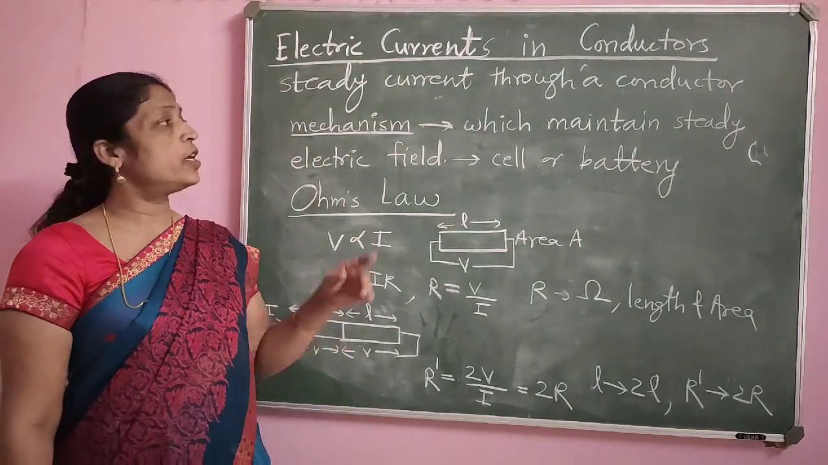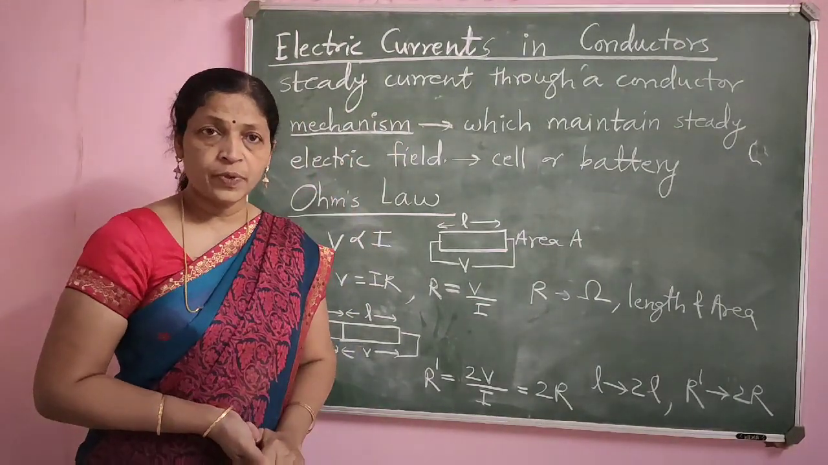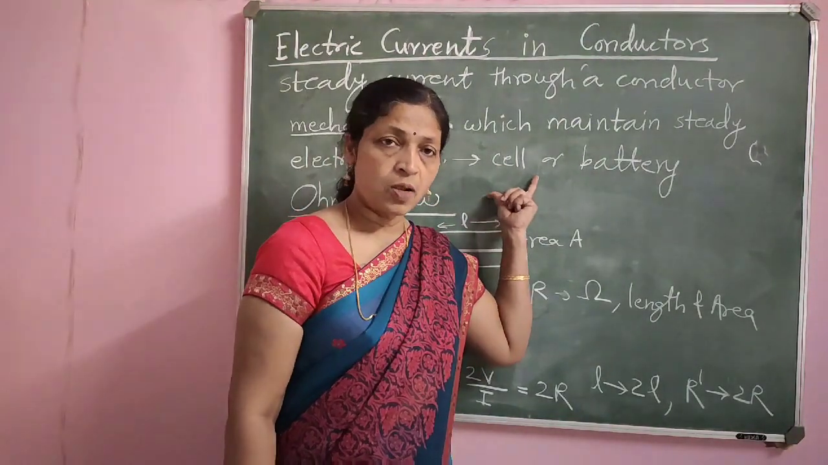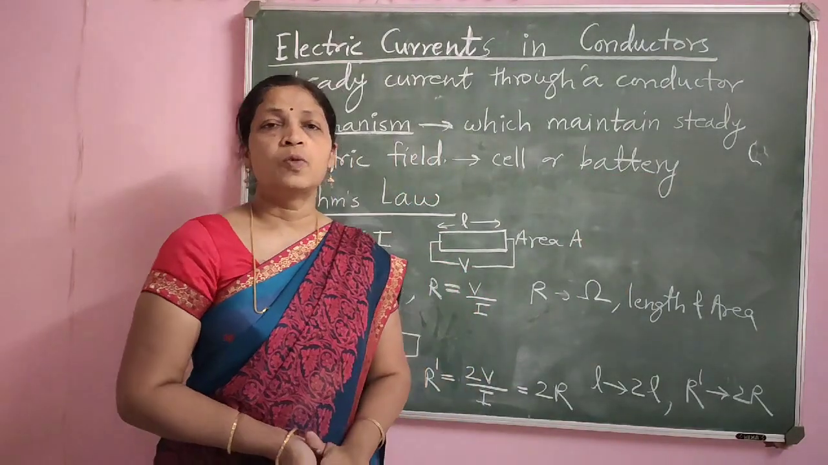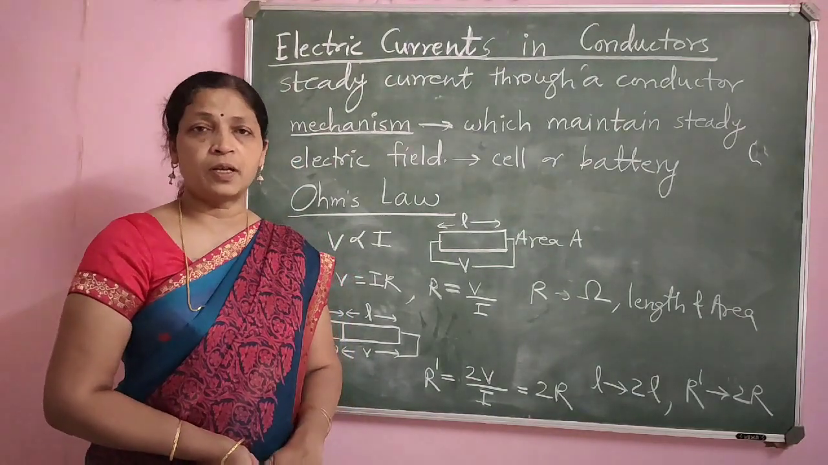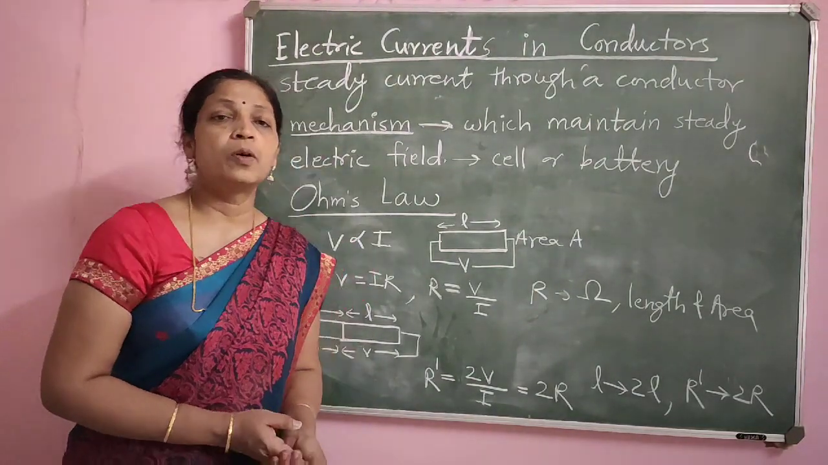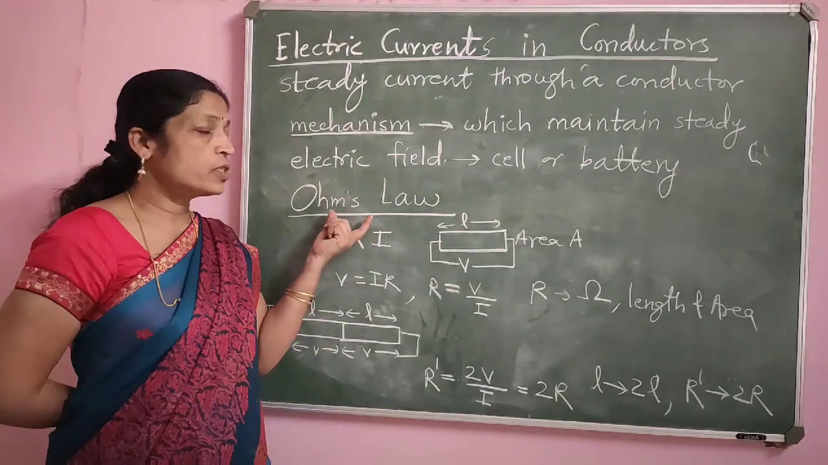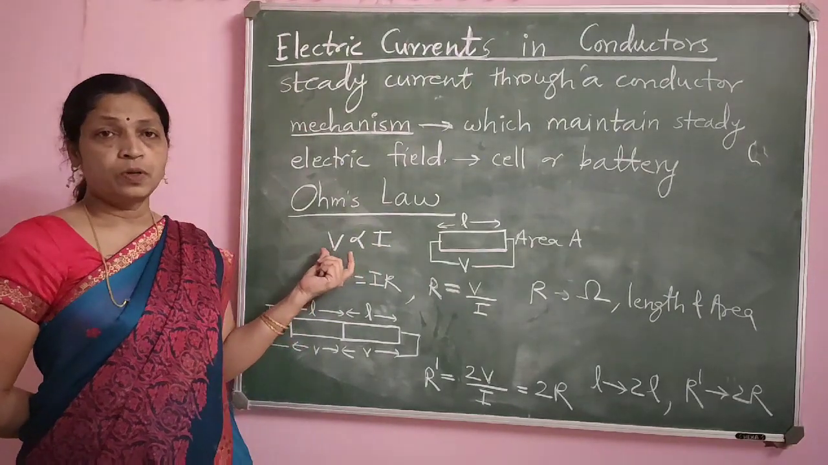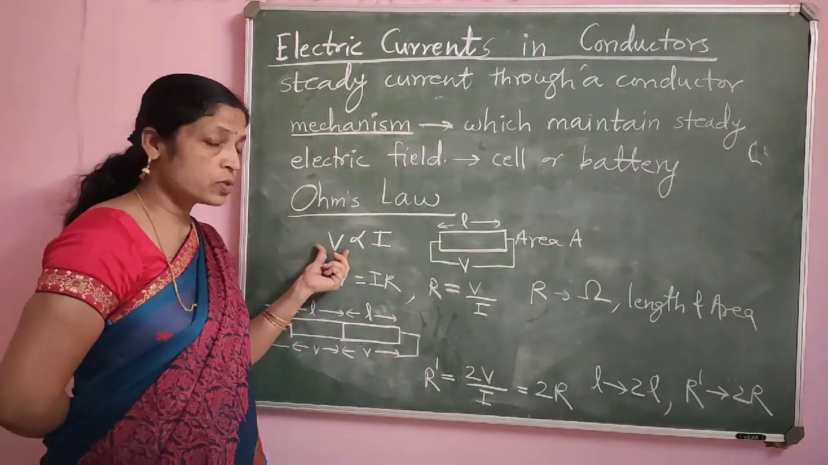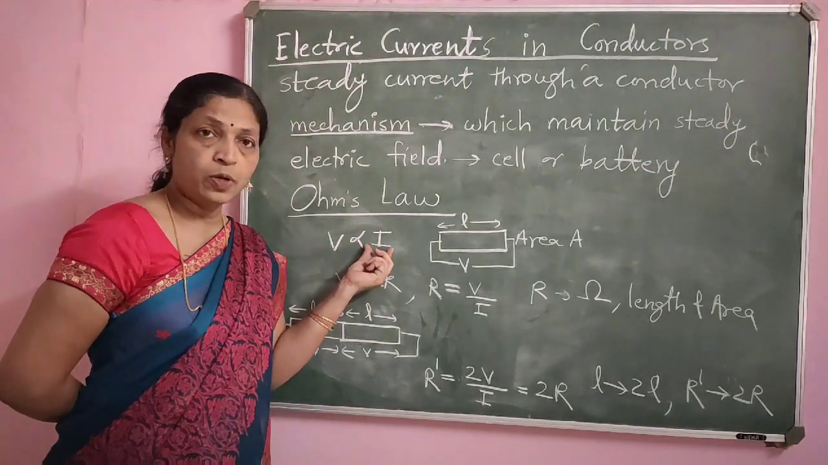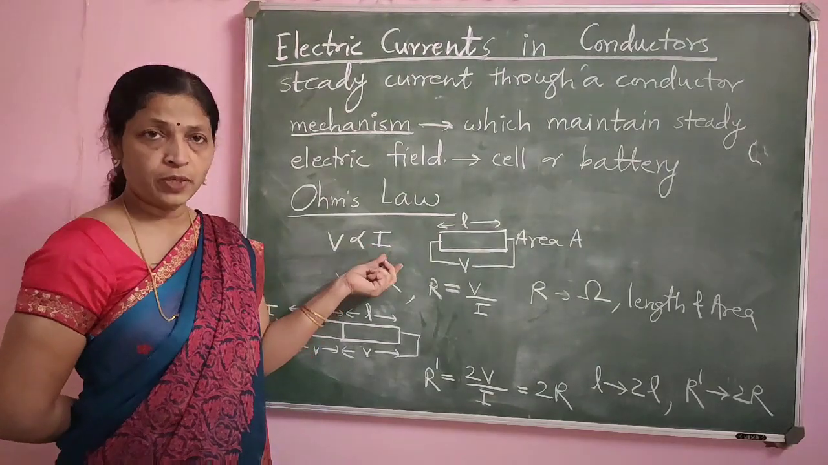So if we want a steady current through a conductor, the mechanism we use is to connect a cell or a battery across the conductor, which will provide a fixed electric field and we will get a continuous electric current. A basic law for steady currents is called Ohm's law. What is Ohm's law? The potential difference across the two ends of a conductor is directly proportional to the current flowing through it at constant temperature.